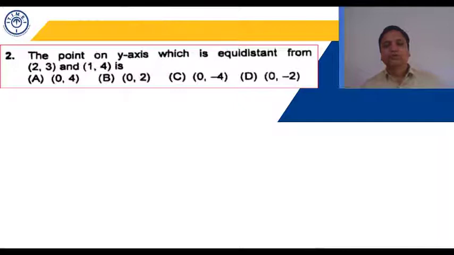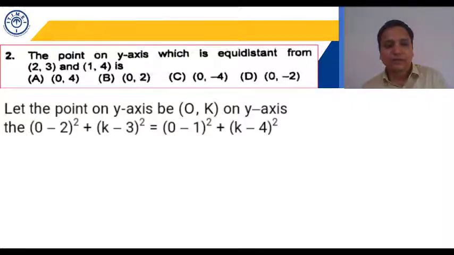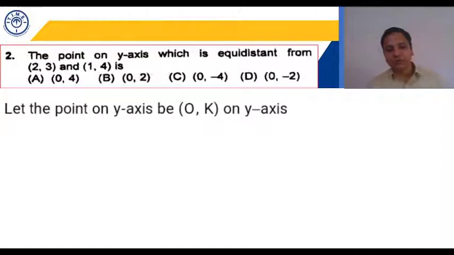Let's move to question 2. It says the point on the y-axis. We just learned any point on the y-axis has x coordinate as 0, which is equidistant, at equal distance, from 2, 3 and 1, 4. That means this point is on the y-axis, which is equidistant from 2, 3 and 1, 4. Let the point on the y-axis be 0, k. Its x coordinate is 0 and y coordinate is k.